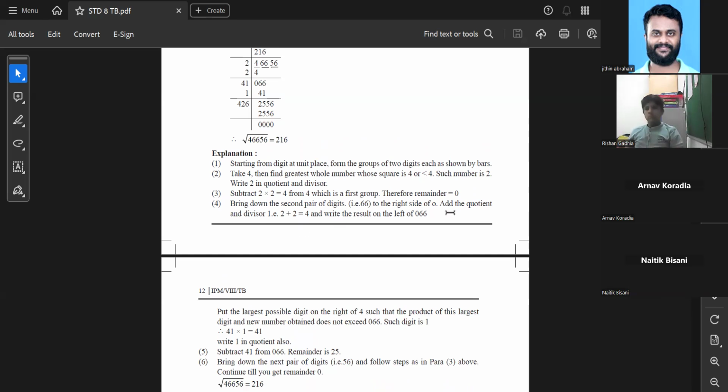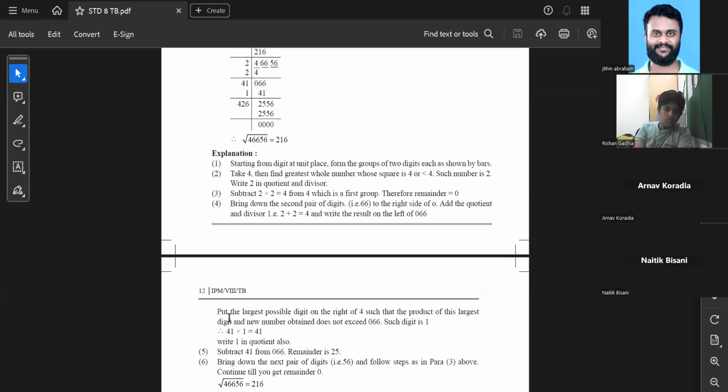So I've brought down, then add the quotient. The quotient at the top is 2, and the divisor. In this case, who is the divisor here? 2. I added these two. Quotient and divisor I have to add. So when I'm adding them, I'll be getting 4. So I'll write 4 over here, on the left hand side of 066. So 4 I've written first of all.